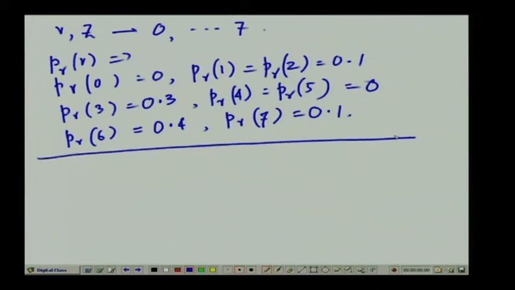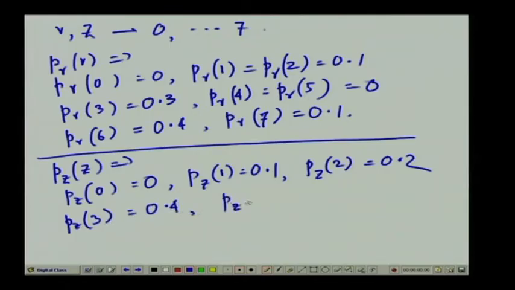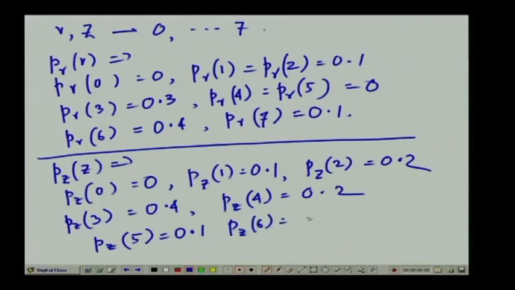We assume that this is obtained from the given image. Similarly, the target histogram is given in the form P z z, where P z 0 is equal to 0, P z 1 is equal to 0.1, P z 2 is equal to 0.2, P z 3 is equal to 0.4, P z 4 is equal to 0.2, P z 5 is equal to 0.1, P z 6 is equal to 0 and P z 7 is equal to 0. So, this is the target histogram that has been specified.